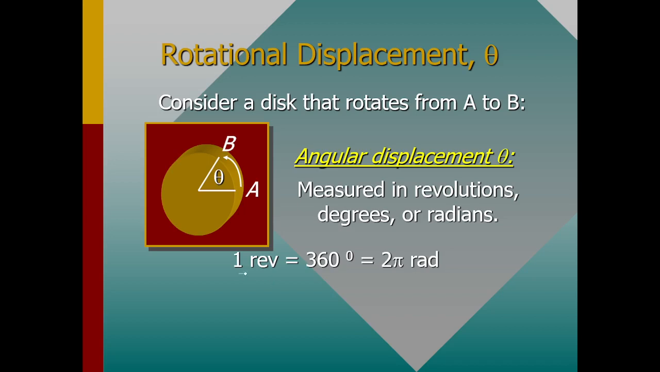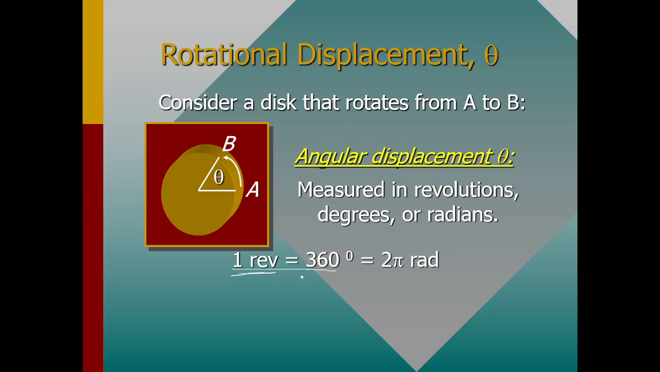So this 1 rev is talking about the revolution, which is the first concept. Then 360 degrees is the degree measure, and lastly 2 pi rad is the radian. All these measurements, you need to make sure that you know them and the relationship between them.